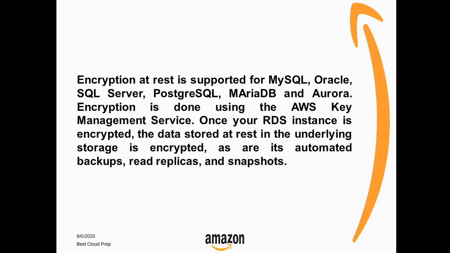Remember that encryption is supported for MySQL, Oracle, SQL Server, PostgreSQL, MariaDB and Aurora. Encryption is done using the AWS KMS, that is Key Management Service. And once your RDS instance is encrypted, the data stored at rest in the underlying storage is encrypted, as are its automated backups, read replicas and snapshots. They are all also going to be encrypted as well.